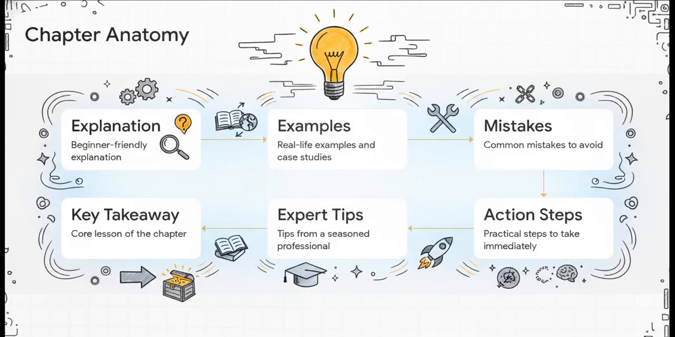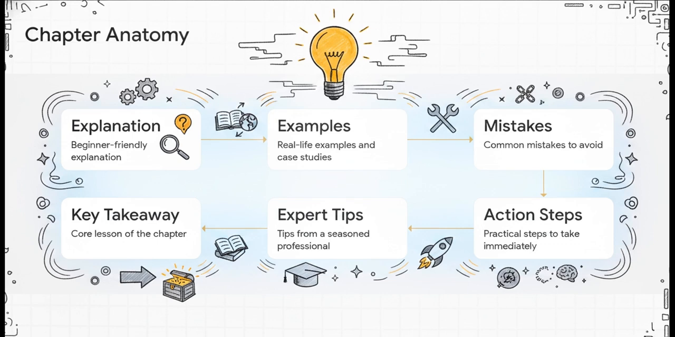Okay, so the prompt dictates that all 25 to 30 chapters must follow this exact 7-step anatomy. Let's walk through it together. 1. A beginner-friendly explanation. 2. A real-life example to ground it. 3. A case study for deeper proof. 4. Common mistakes to avoid. 5. Practical action steps you can take immediately. 6. Expert tips. And finally, 7.